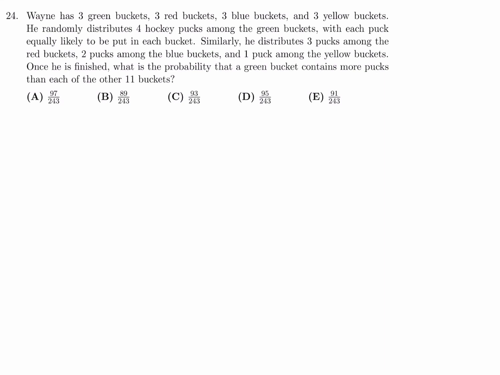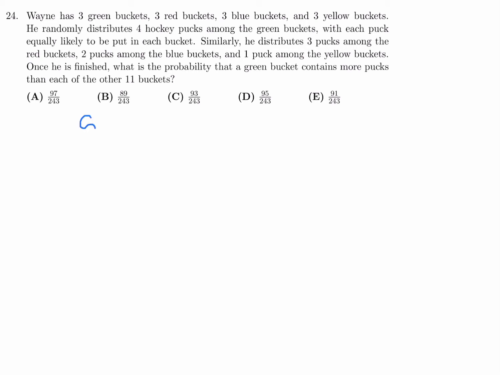Wayne has 3 green buckets, 2 red buckets, 3 blue buckets, and 3 yellow buckets. He randomly distributes 4 hockey pucks among the green buckets, with each puck equally likely to be put in each bucket. Similarly, he distributes 3 pucks among the red buckets, 2 pucks among the blue buckets, and 1 puck among the yellow buckets. Once he is finished, what is the probability that a green bucket contains more pucks than each of the other 11 buckets?